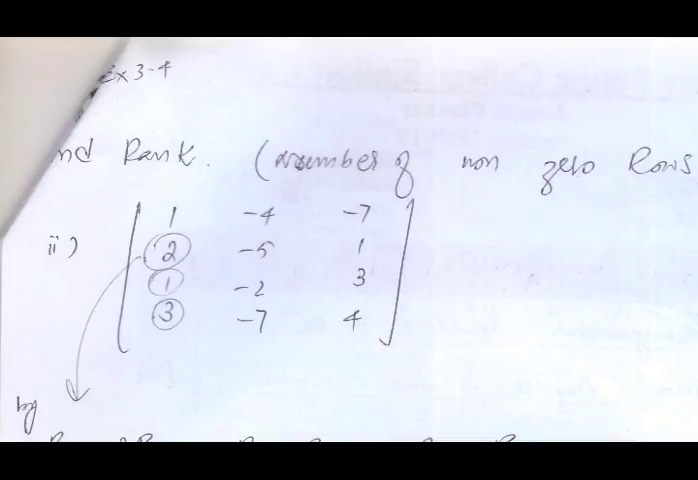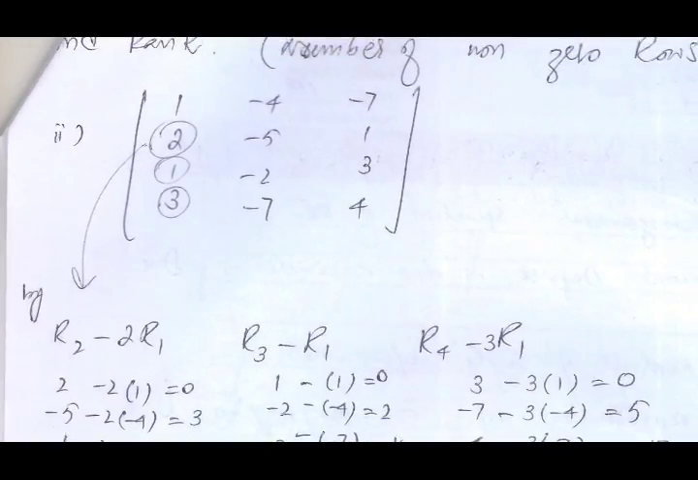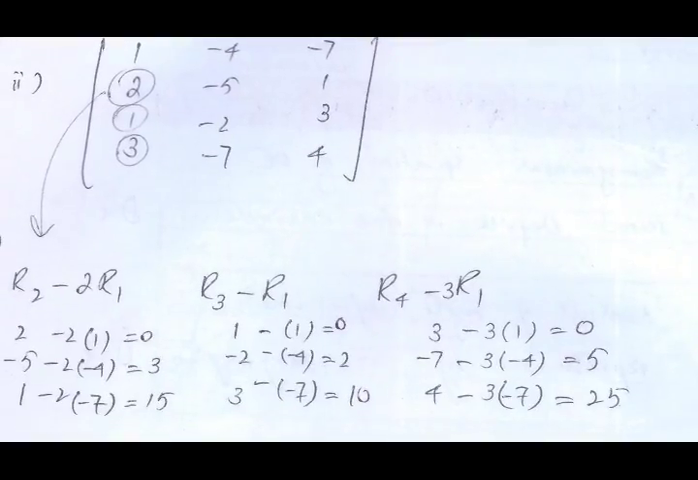Now here we find the rank. In rank we convert the matrix to lower triangular form, with values equal to 0 below the diagonal, and in the same way as the echelon method. In the first column we have 1 2 1 3. We make these numbers equal to 0: for 2 in R2, R2 minus 2 R1; for 1 in the third row, R3 minus R1; and for 3 in the fourth row, R4 minus 3 R1.